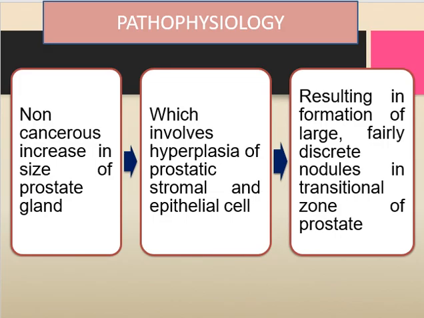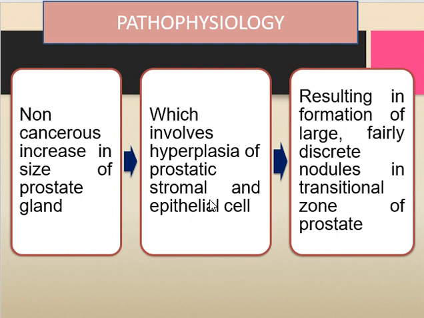See, this is the pathophysiology. If you can remember, or otherwise you can rewind and go back and see the slide on definition, it is the same. There will be a non-cancerous increase in size of the cells of the prostate gland. Non-cancerous means they are not malignant, they will not spread to other parts. Okay, it involves hyperplasia. So which cells are affected in the prostate gland?